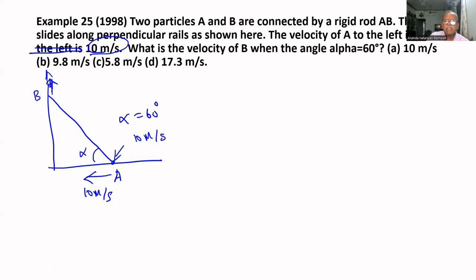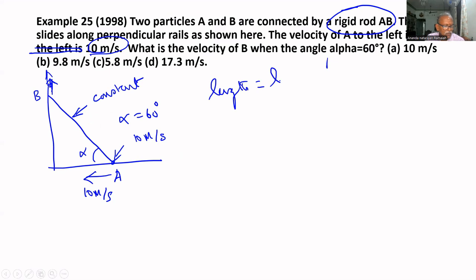Why does it say that AB is a rigid rod? Because AB is a rigid rod, its length is constant. Let us assume that the length of the rod is L. So let us assume that initially OA is X and OB equals Y.